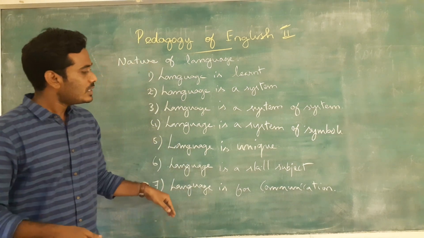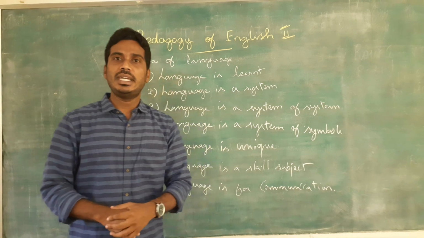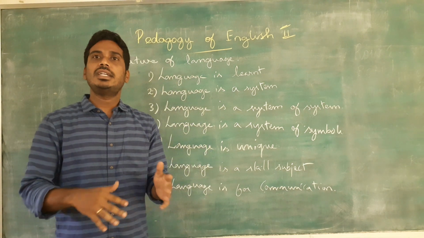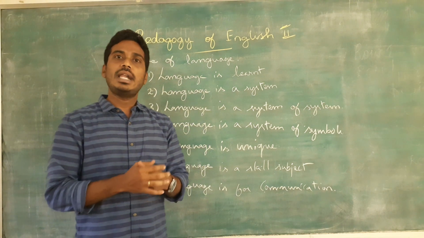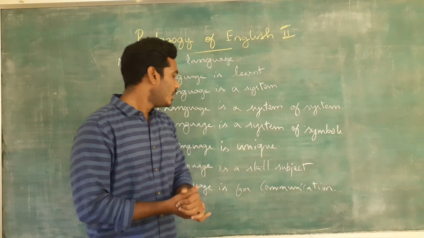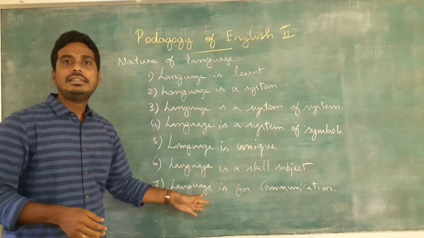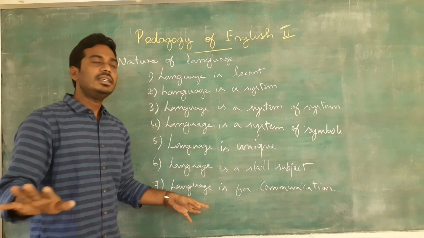Okay, and then language is for communication. So we learn language as a means of communication. Only using language can you communicate with others. Without language we cannot express our own feelings, our own thoughts, our own emotions, etc. So language is a means of communication. These are some natures and characteristics of the English language.